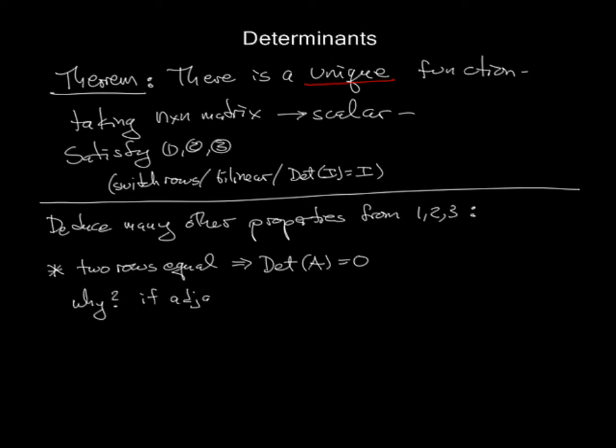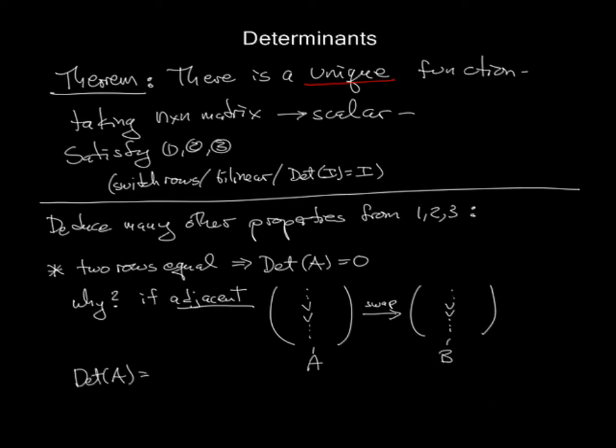And so let's see why that is. The only thing we're allowed to assume is properties 1, 2, and 3. Well, if the two rows are adjacent, you can switch them. And if you switch them, you don't change the matrix. But when you switch them, you change the sign. So the determinant of A must be minus the determinant of A. And so the only way that can happen is if the determinant is 0.